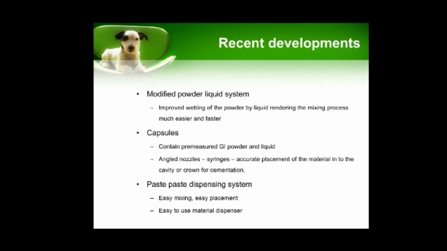The recent developments of glass ionomer cement include a modified powder liquid system. The modified powder liquid system with improved wetting of the powder by liquid makes the mixing process much easier and faster. And a capsule system, which contains pre-measured glass ionomer powder and liquid. It has angled nozzles which act as a syringe. It helps in accurate placement of the material into the cavity or crown for the cementation. Paste dispensing system: it is easy mixing, easy placement and an easy to use material dispenser.